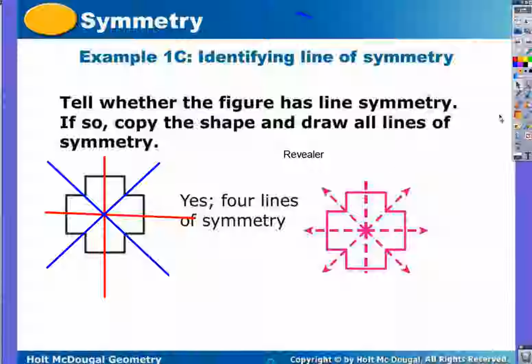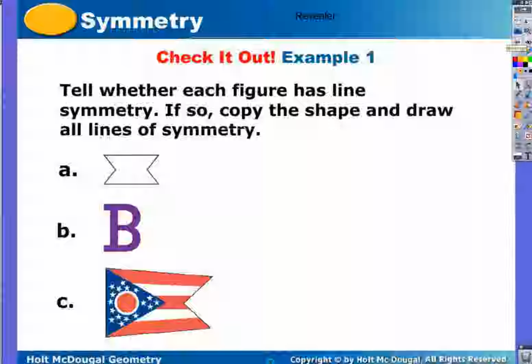No. Any questions there? Okay, let's keep on going. Check it out. Tell whether your figure has line symmetry, and if so, copy the shape and draw all lines of symmetry. So the same thing, but now with 3 of these. Let's just go one by one. How about A? Does A have any line symmetry?